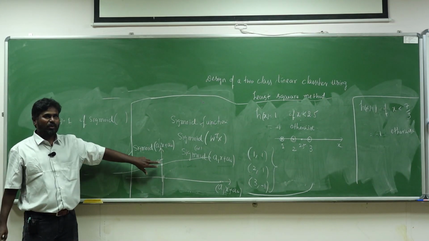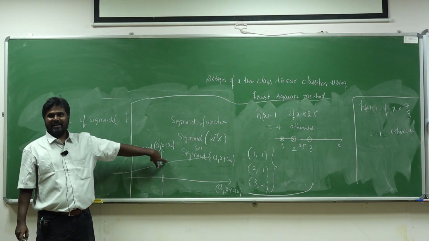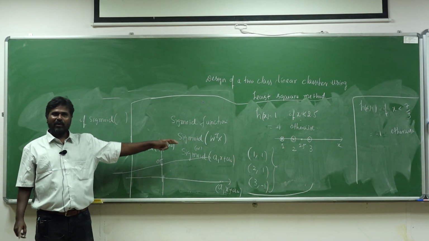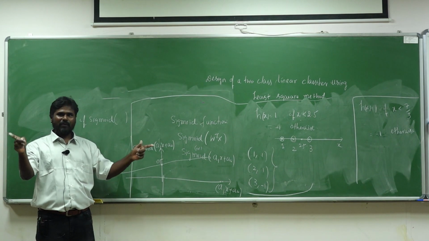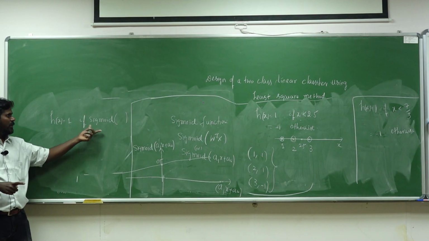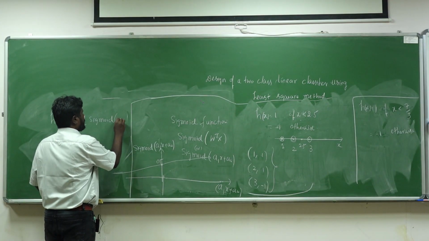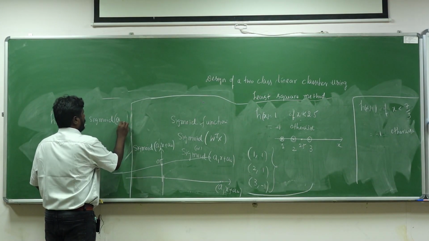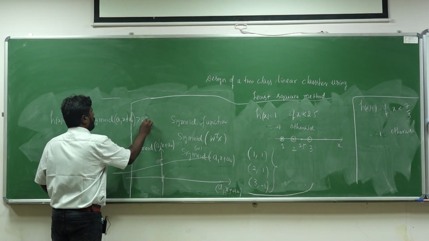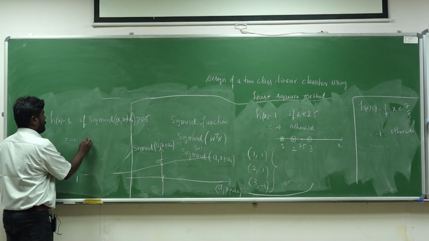See, we need to keep the threshold by looking at the values of the sigmoid function. What is the range of these values? 0 to 1. Where do you keep the threshold? At 0.5. So the classifier takes 1 if the sigmoid of this is greater than 0.5, and it is -1 otherwise.